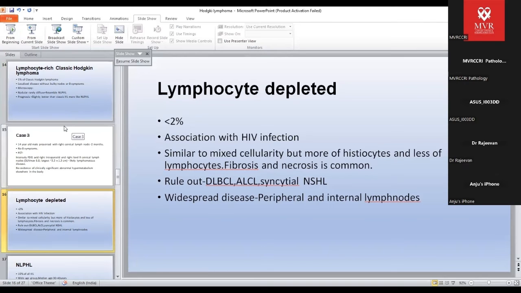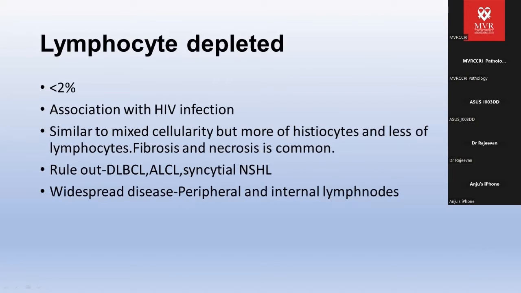So now coming on to the next case. Lymphocyte depleted Hodgkin lymphoma is very rare, less than 2% of the cases. And usually there is association with HIV infection. The background is similar to mixed cellularity. There would be more histiocytes, fewer lymphocytes. And fibrosis and necrosis are more common in lymphocyte depleted.